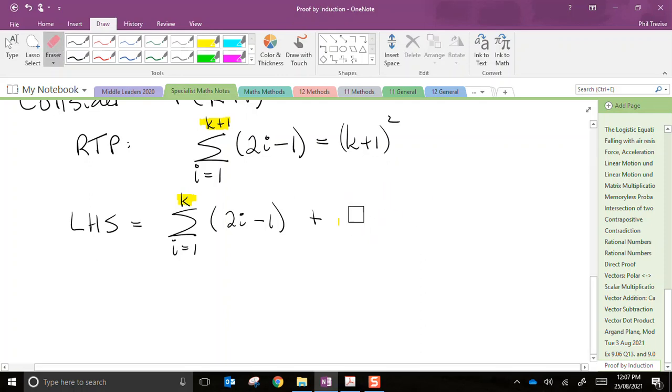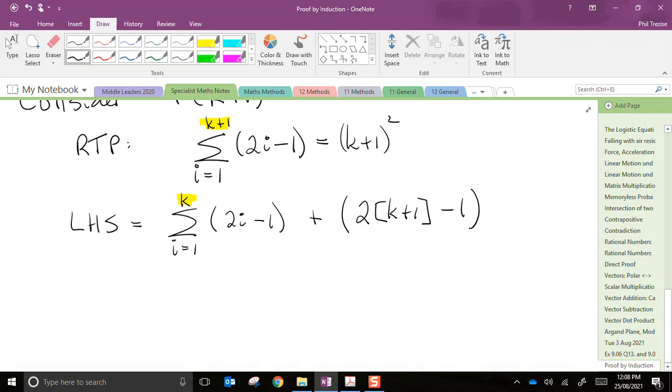Now that's a bit of a boo-boo. I jumped in too quickly there. I have to imagine substituting k plus 1 into this expression, because k plus 1 is a value, the terminal, the last value of i. So that was a close call. Now, instead of i, I'll put k plus 1, and then subtract 1. So that's the last term in our expression where the final value is k plus 1.